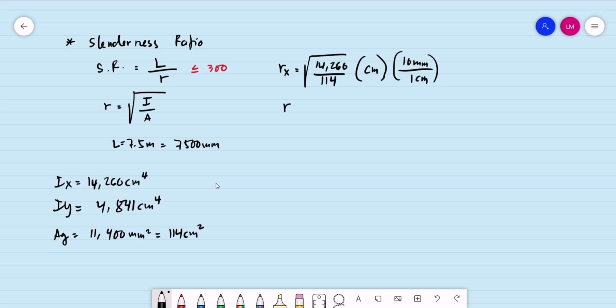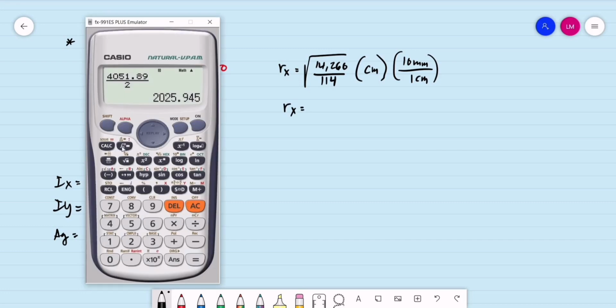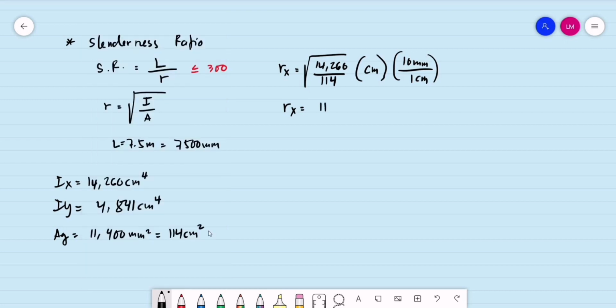So let's have the radius of gyration with respect to the x-axis. The square root of 14,260, to be divided by 114, is 11.18, times 10 to be in mm, 111.84 millimeters. Then the radius of gyration with respect to y is the square root of 4,841 divided by the area, 114. Again, that is in terms of centimeters, so multiplied by 10 mm to be divided by 1 centimeter.